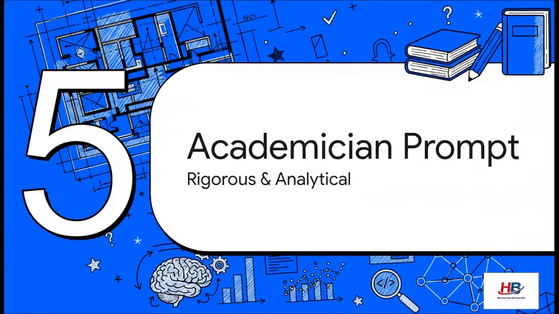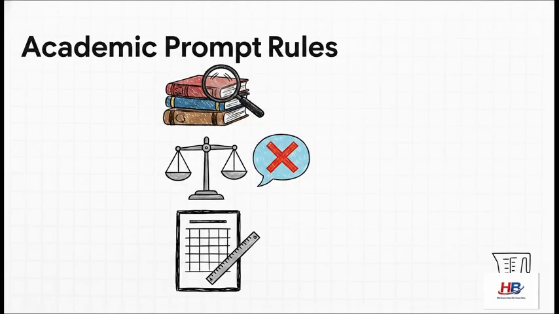Section 5, the Academician Prompt. This is for when you need rigorous, analytical output. When it comes to academic writing, exact constraints are arguably more important here than in any other format we've discussed. Your prompt must explicitly command a requirement for peer-reviewed citations. Otherwise, the AI might just pull from some random blog it read once.